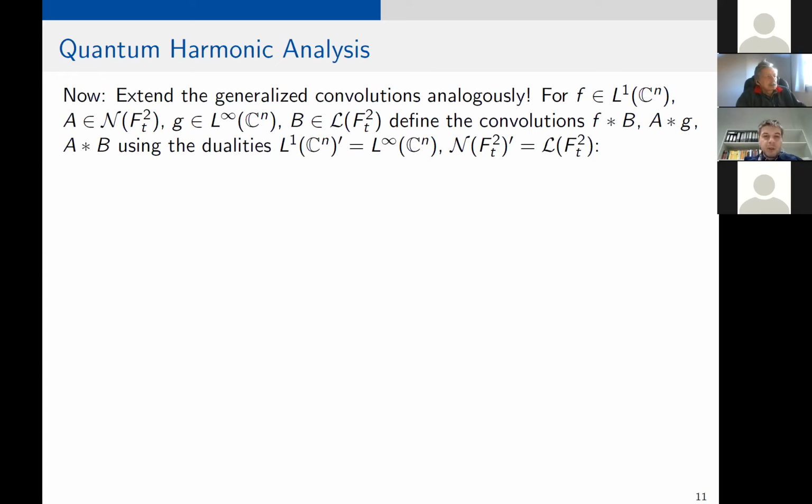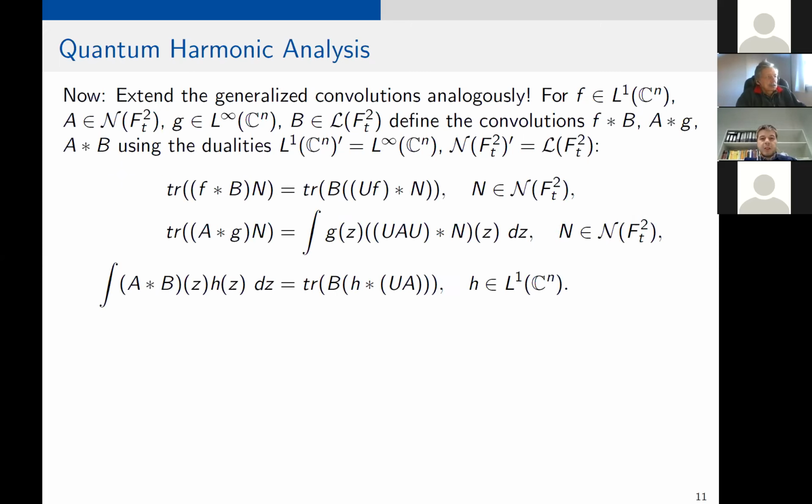And we will do this using, again, the dualities: the dual of L1 is L infinity, or the dual of the trace class operators under the trace duality is just the bounded operators. And the key to this is just these identities, which always hold true if B or G is either trace class or integrable, and for B or G either a bounded linear operator or just a bounded function, we use these relations as the defining relations for the convolutions.